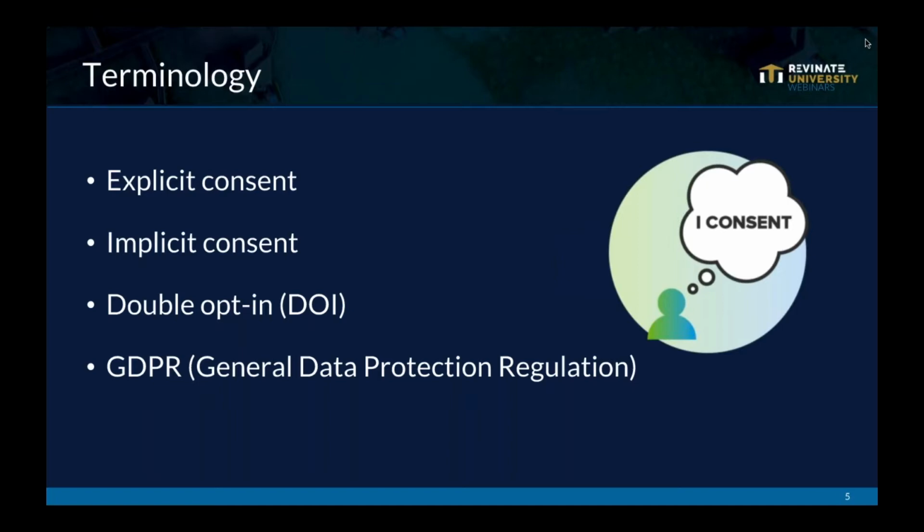With double opt-in, a person needs to proactively confirm their subscription. This usually requires a person to click a link in a subscription confirmation email that is sent immediately after they ask to join your email list. It's important to know here that if the person doesn't click on this link, they shouldn't receive your emails if you want to be GDPR compliant moving forward. And of course, GDPR, General Data Protection Regulation, we will talk in depth about it on the next slide.